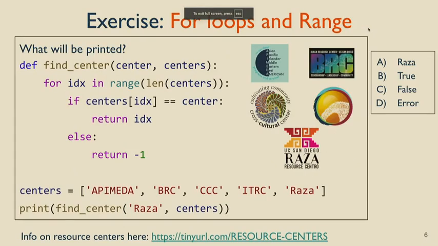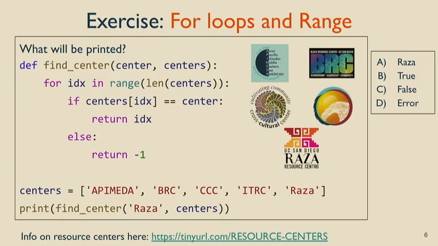So, let's continue on. All right. Now we have a quick exercise. What will be printed? We're going to use for loops. We're going to use the range function. Okay, range. And now we have this list of, let's just read the code really quick.